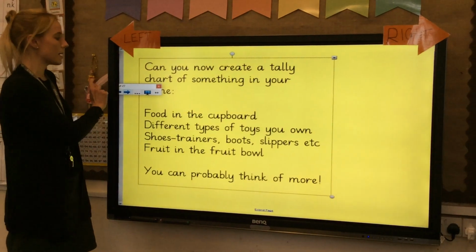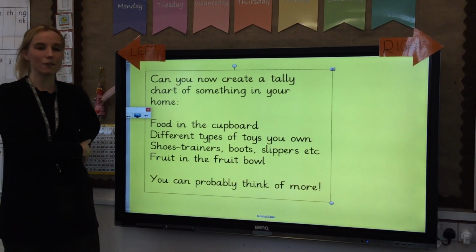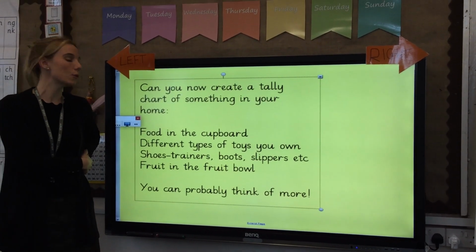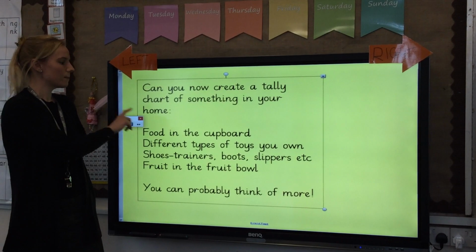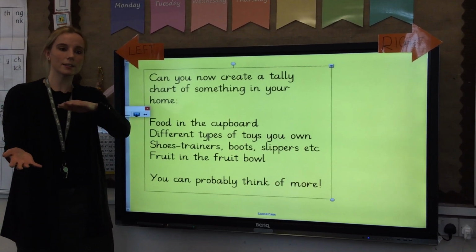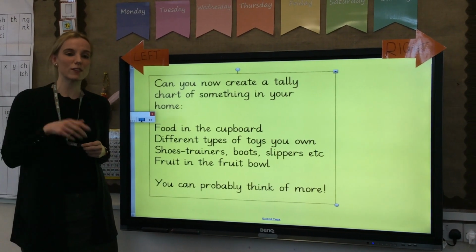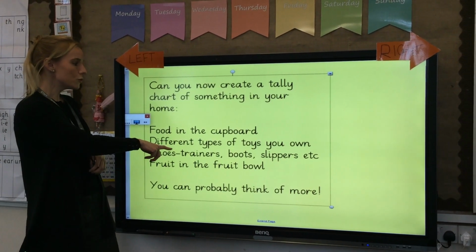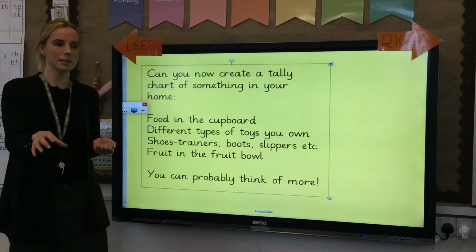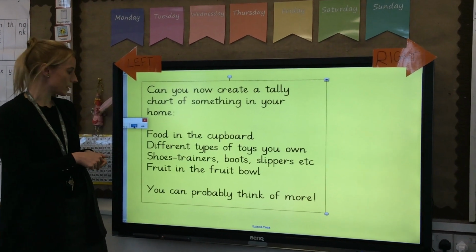Right, your challenge then before lunch is I would like you to have a go at creating any sort of tally chart on something in your home, okay? So you could make a tally of food in the cupboards. You can have your tins, your packets, and different things, how many, maybe the pasta and rice, and see how much of different things that you have in the cupboard. You could look in your toy box. How many toy cars do you have? How many teddies do you have? How many dollies do you have? And make a tally chart of your different toys.